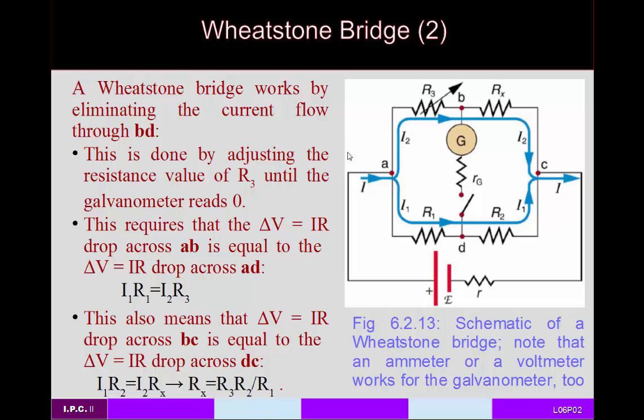And so you can solve all of this, and you'll find that Rx is equal to R3 times R2, so here's R3, here's R2, divided by R1. So these two have known resistances. This has a known but variable resistance. You change this resistor until you get no deflection for the galvanometer, and then you have the resistance of this entire bridge.